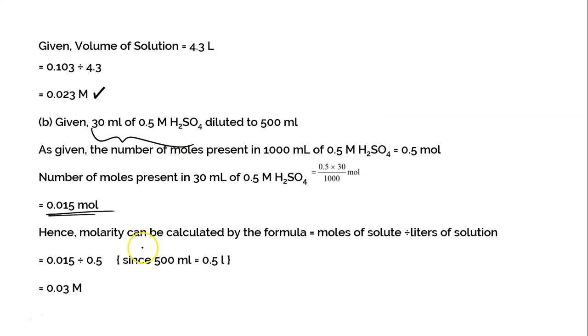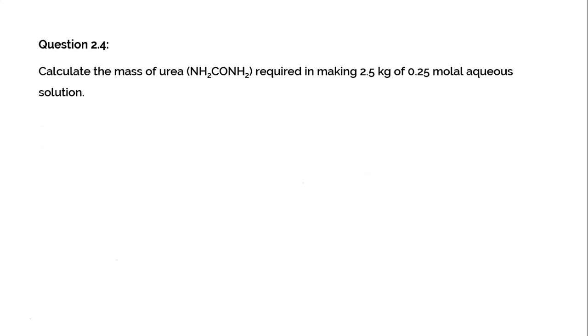This is like a longer method. M1 V1 is equal to M2 V2 is a shorter method. So whichever you feel easy, use that. Let's get ahead with the next question, number 2.4.